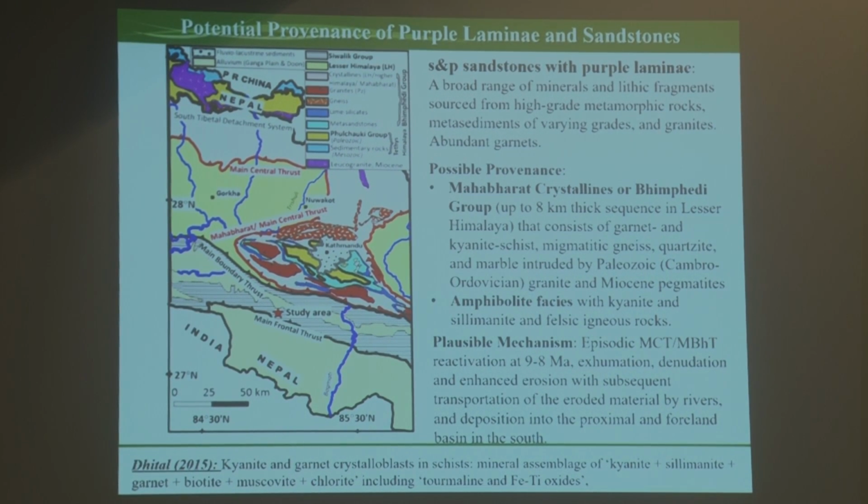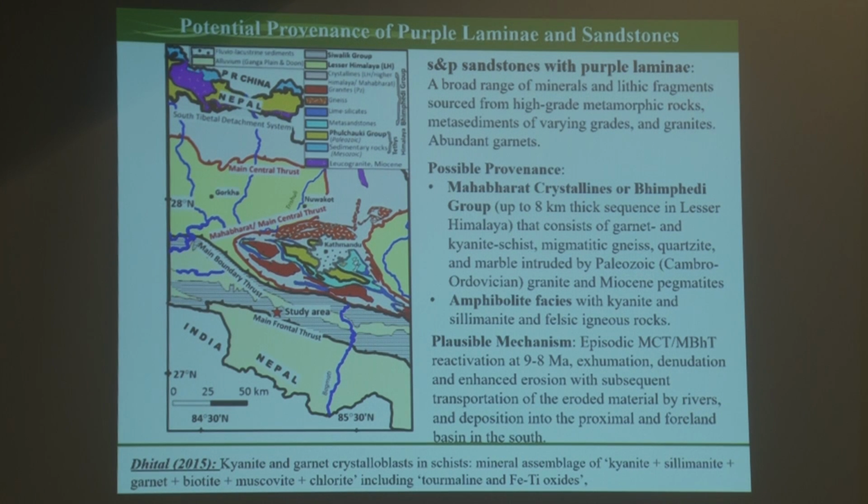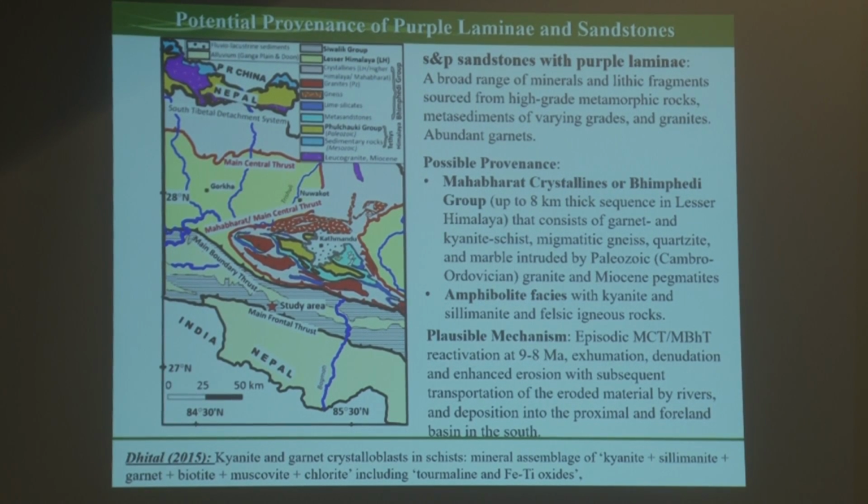The possible mechanism is episodic MCT reactivation, that is Mahabharata thrust reactivation around 9 to 8 Ma, and the exhumation, mineralization, and enhanced erosion, with subsequent transportation of the eroded material by rivers and deposition into the proximal foreland basin. So, as this is the study area, and in red color we have the Mahabharata thrust or MCT. If we assume that the source comes from here, it is not so far, so it fits with the tectonic activity or the reactivation and magnetic polarity.